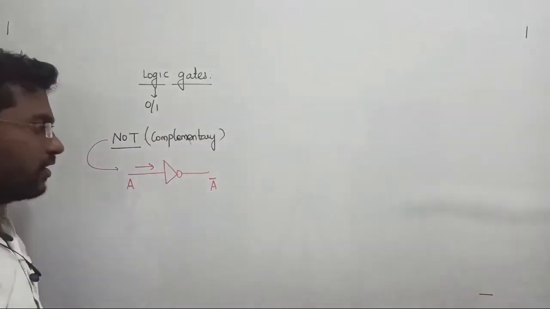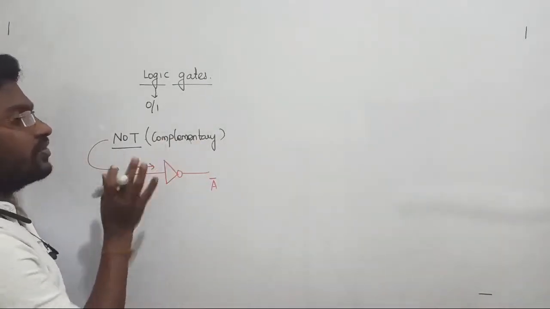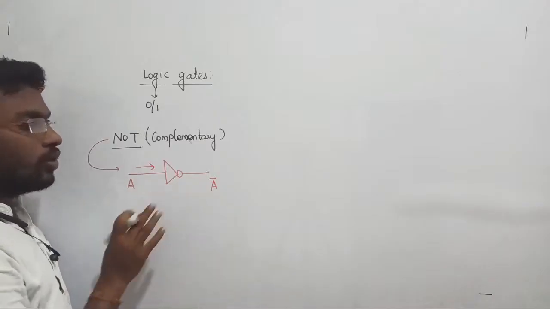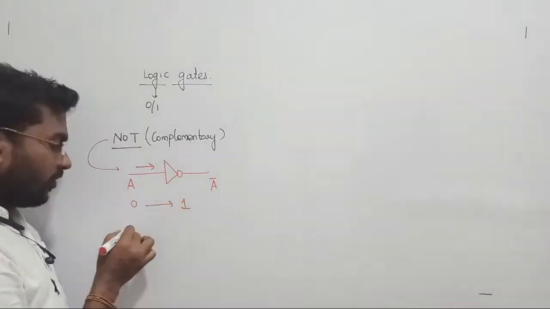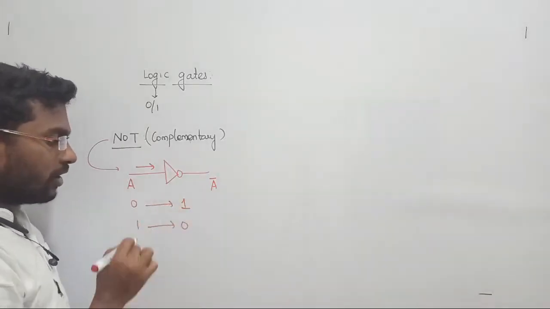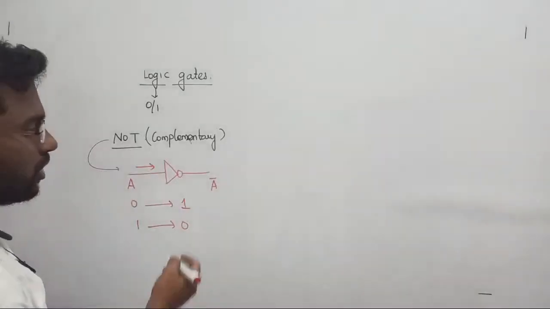Basic layouts. Clear? Yes. So this is the representation of the NOT gate. If your input is A, then the output will become A bar. If your input is 0, then its output will become 1. If your input is 1, then its output is going to be 0. Let us see the truth table of the NOT gate.